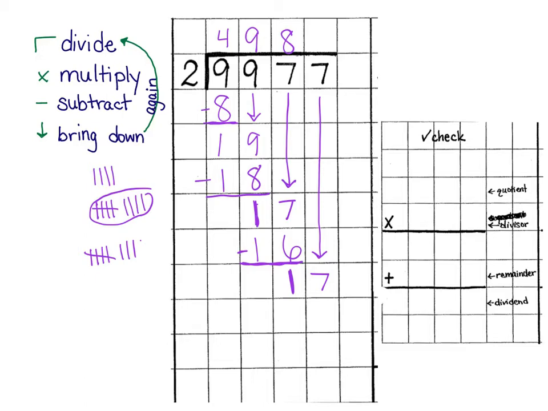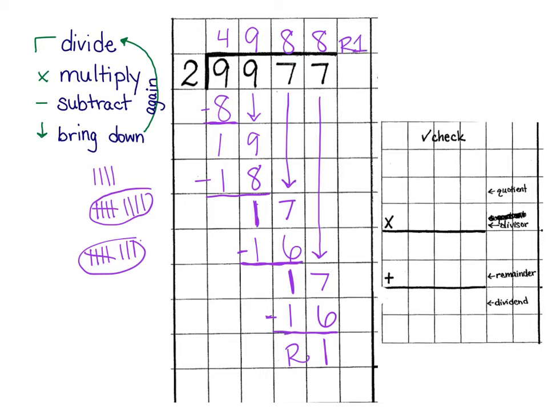How many groups of 2 are there in 17? We just did that right here because over here we had 17 and we have 17 again. So our answer will be the same. There are still 8 groups of 2 in 17. After we divide, we multiply. 8 times 2 is 16. Then we subtract. 17 minus 16 is 1. Now we have a remainder of 1.